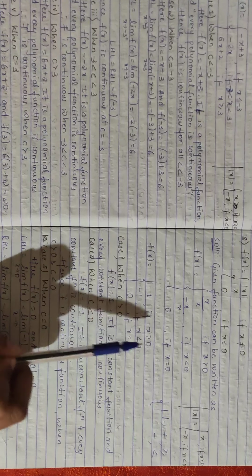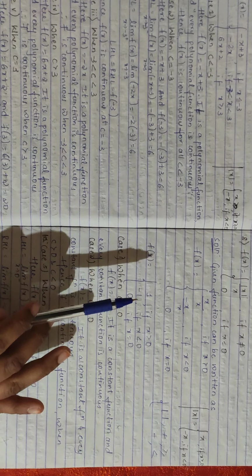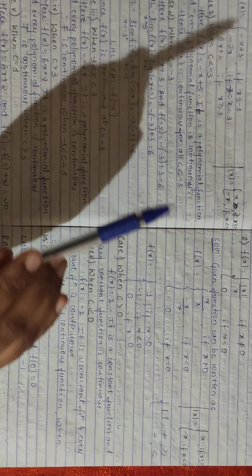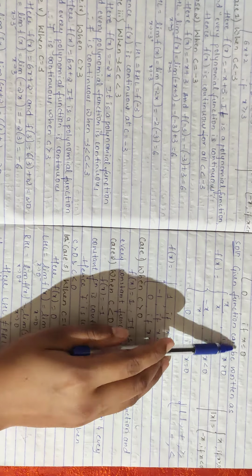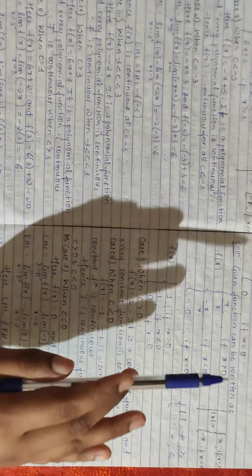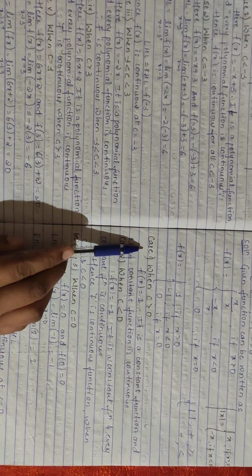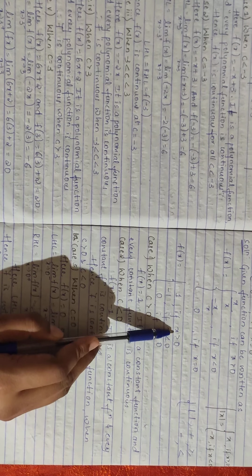In a singular function, where only one single question is given, that time go for your limit at that point and all. But in this branched function, only for x equal to 0 you should go for LHL, RHL at that point. So we will see our case 1. We take c as the point.